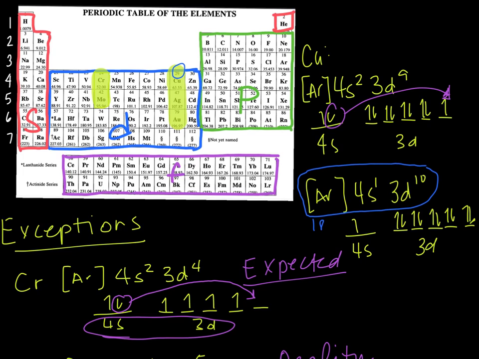Alright, so one thing that I did forget to mention that I wanted to say after I went over the exceptions is that the elements in the middle follow the same rules we've been talking about. So manganese is going to be 4s2 3d5. Iron will be 4s2 3d6. The only ones that have those exceptions are the ones that I've highlighted here. So don't do that to any other elements in the d block.